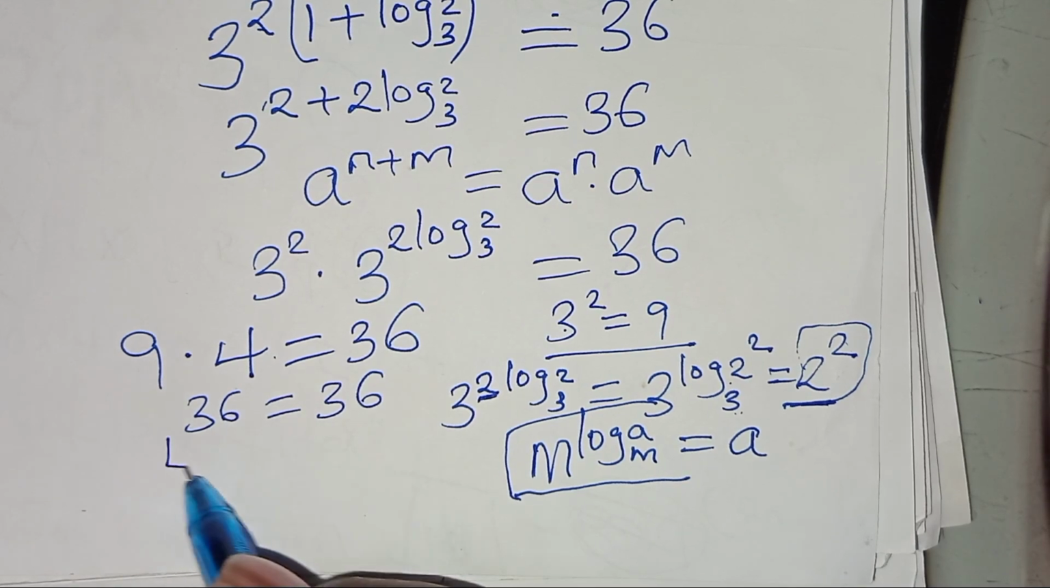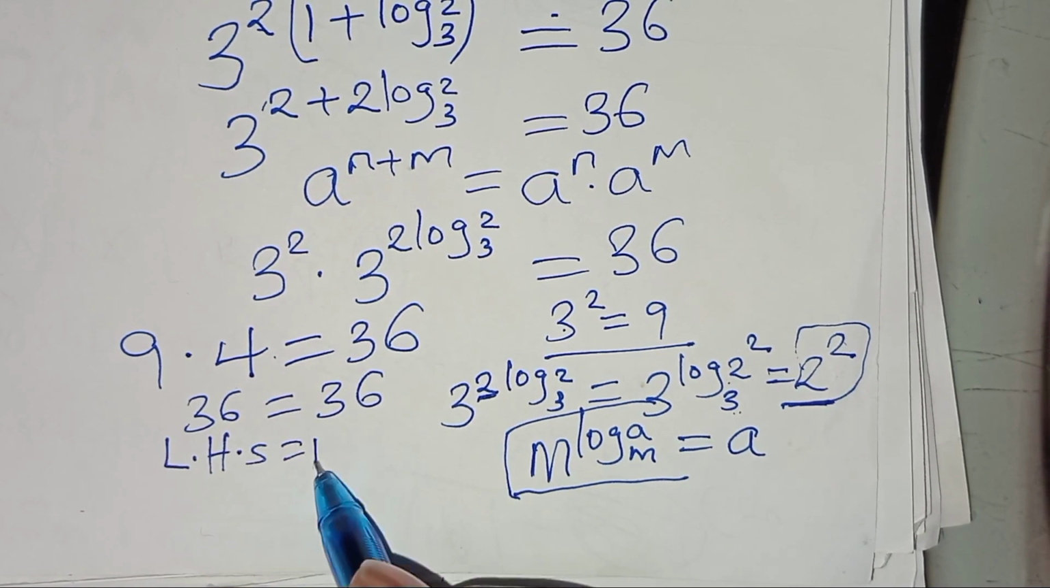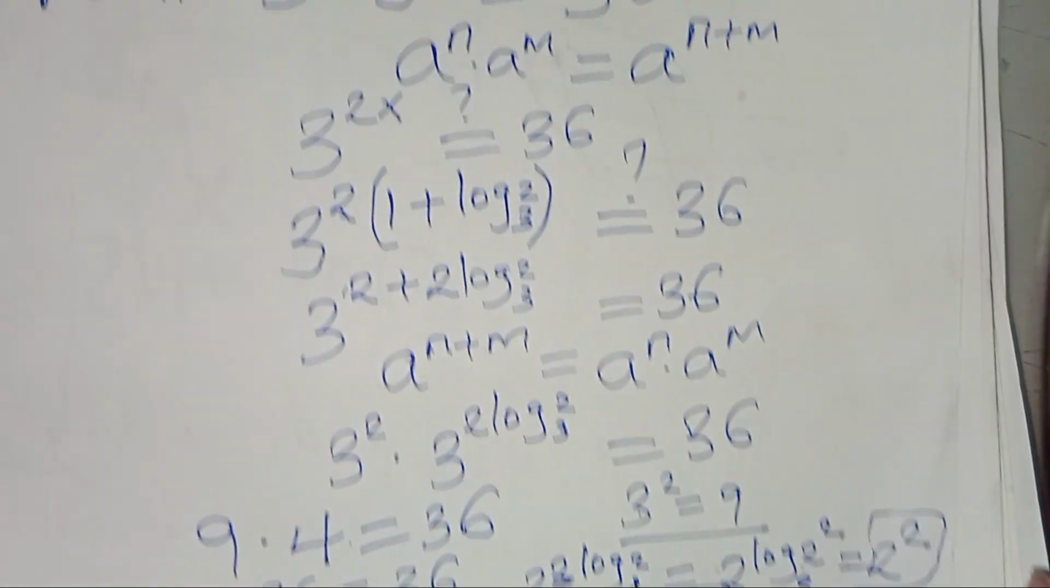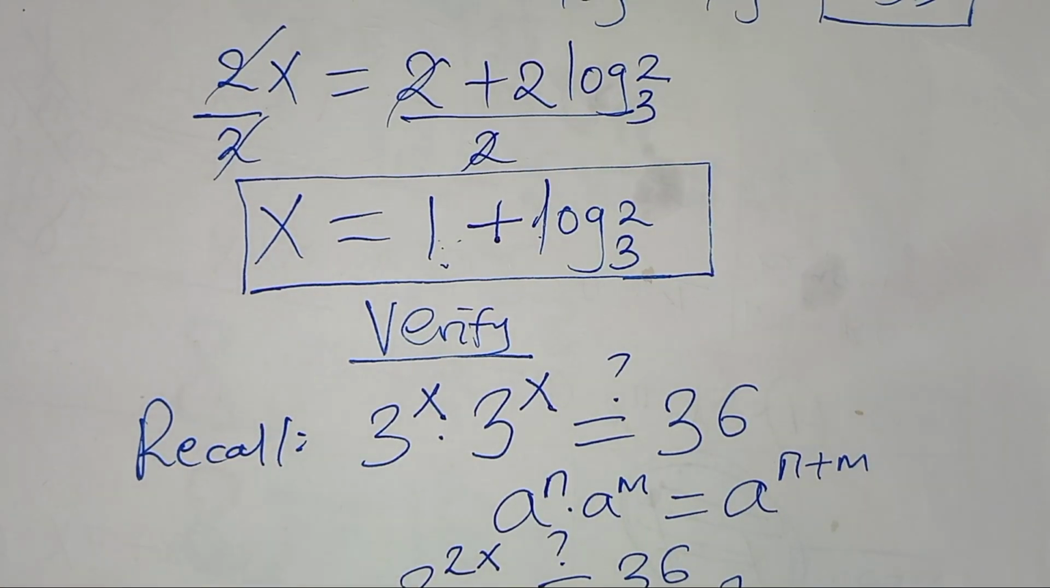So that means that the left-hand side is equal to the right-hand side. And that basically affirms that the value of x, which is 1 plus log 2 to base 3, actually satisfies the equation.